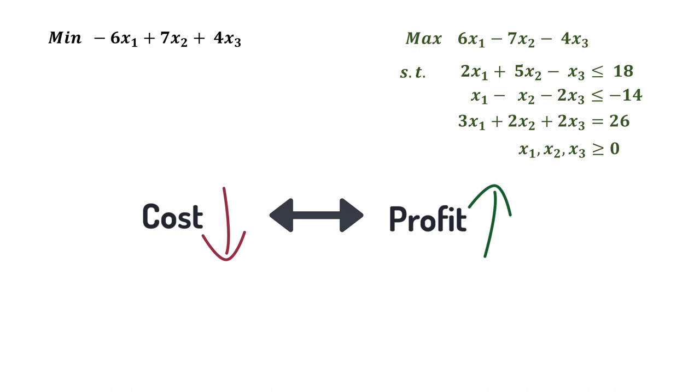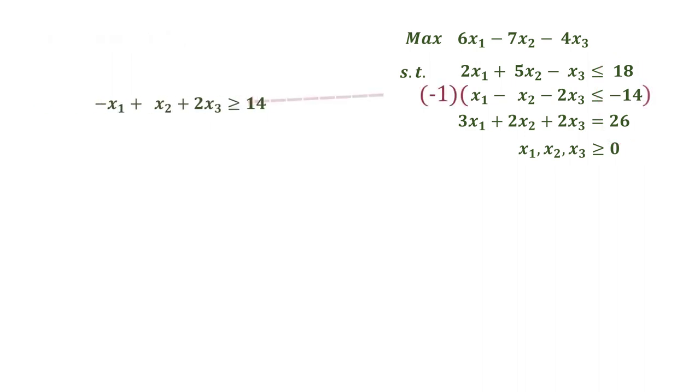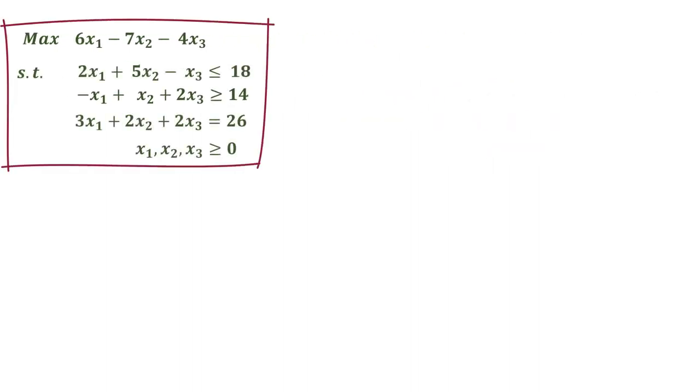To put this in tableau form, we need the right side of the constraints to be positive. Therefore, we multiply the second constraint by -1 to make its right hand side positive, and that also changes the direction of the inequality from a less than to a greater than. The original minimization problem is now equivalent to this maximization one.